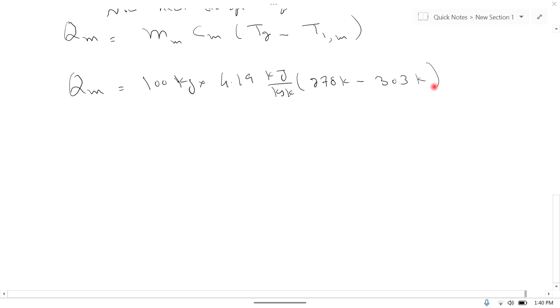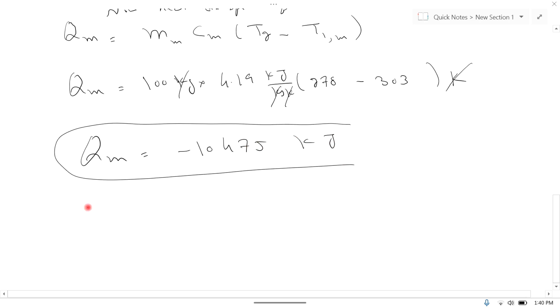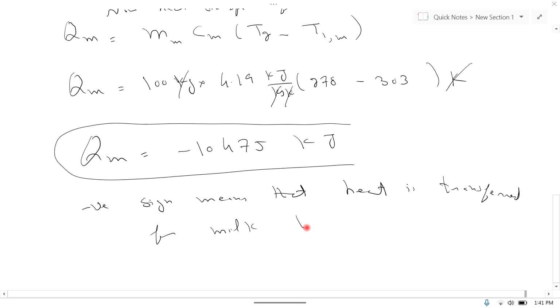So simplify this. Kelvin will be cancelled with Kelvin, and kilogram will be cancelled with kilogram. So heat transfer final is equal to minus 10,475 kilojoule. And negative sign means that heat is transferred from milk to steel tank.